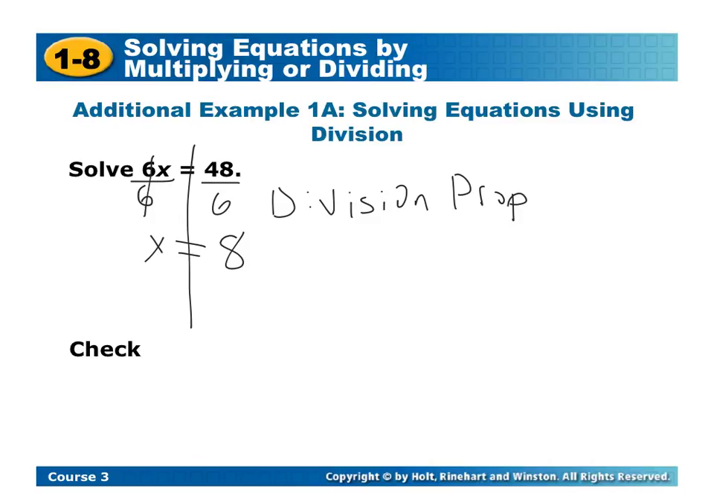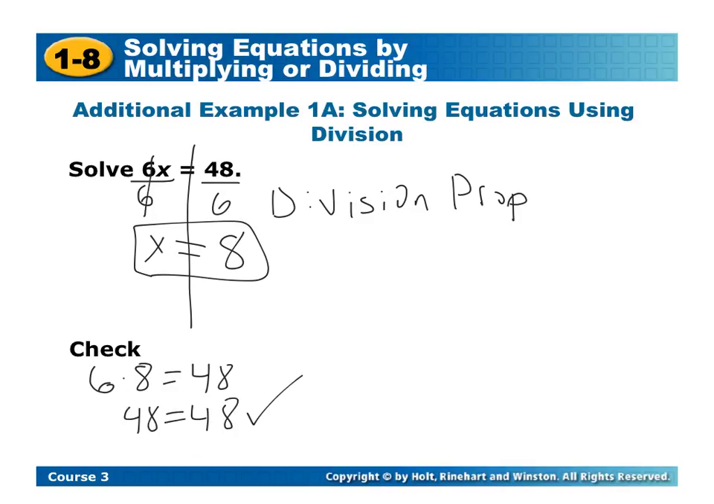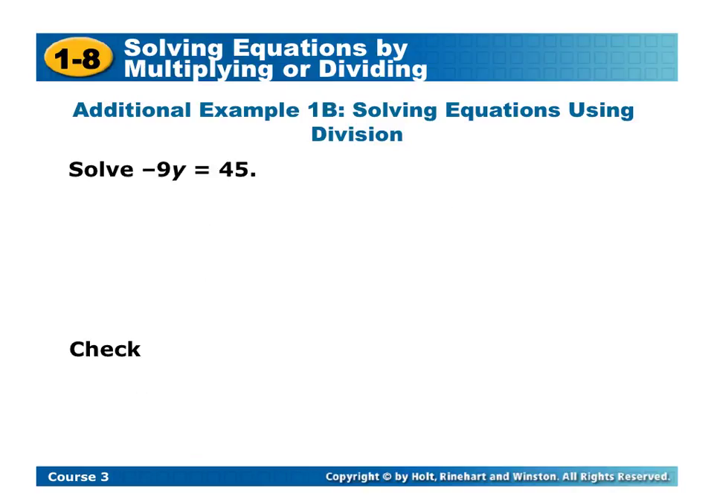Once again, we can check that by putting our value that we just found out in for our variable. So 6 times 8, is that equal to 48? It is, so our answer checks out. Alright, so you just saw me do my turn, now it's your turn. Go ahead and pause the video and try it out on your own.